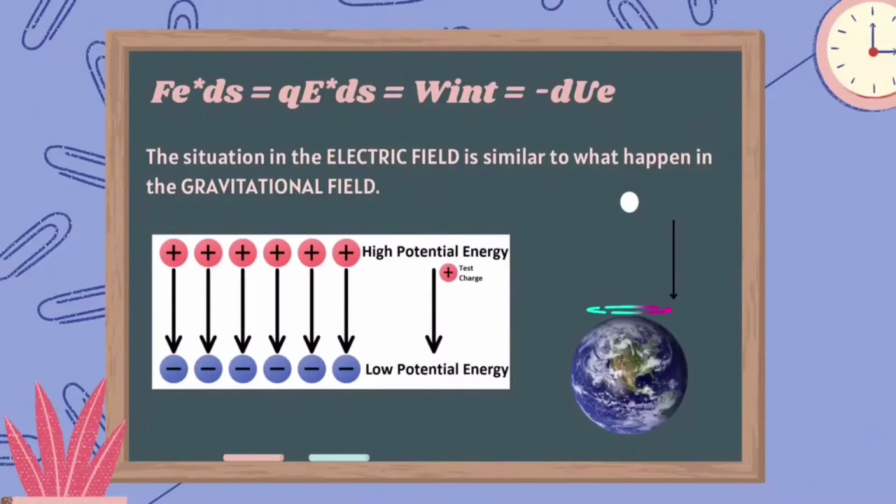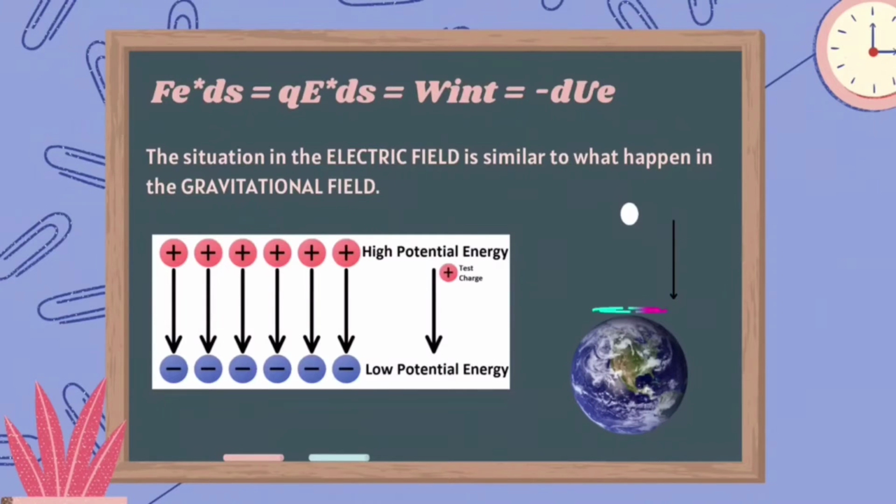The situation in the electric field is similar to the situation in the gravitational field. For example, when an object is placed here, there will be a gravitational force acting on it. The force will be pulling the object downward and create a displacement. When there is a force and there is also displacement, we will have work done on the object. The work here can be defined as internal work since the force acting on the object is the gravitational force.